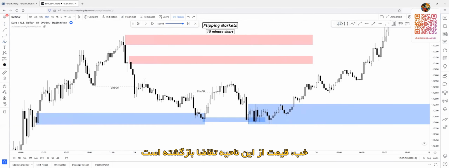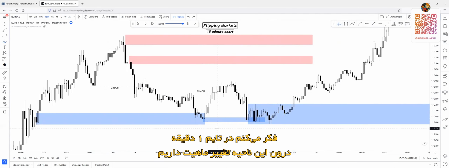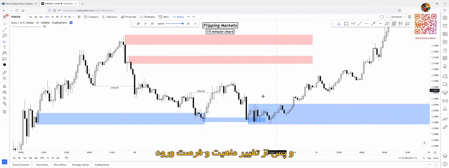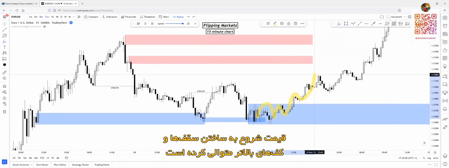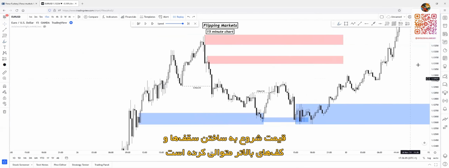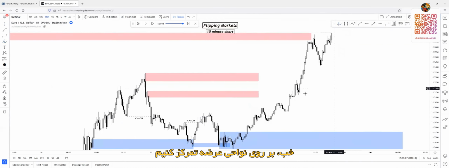Okay, price actually reversed on this demand zone, as you can see. I believe there was a 1-minute change of character inside of this zone. And after the 1-minute change of character and the entry opportunity, price started to form a series of higher highs and higher lows. Okay, let's focus on the supply zones.